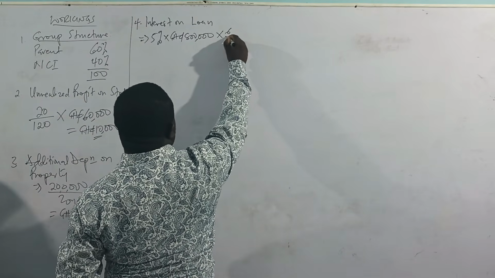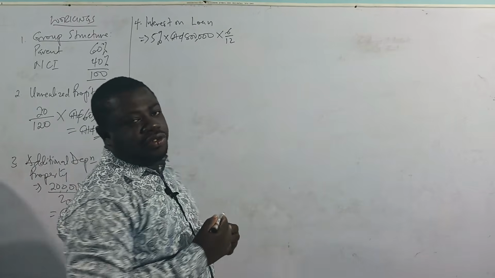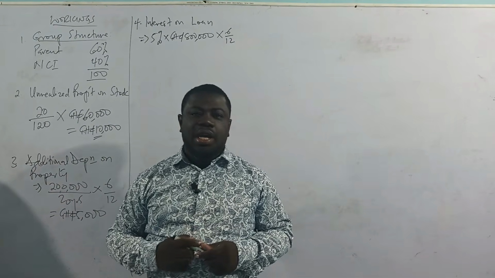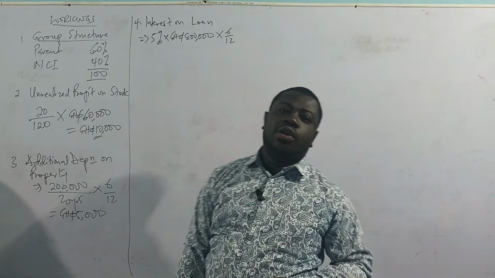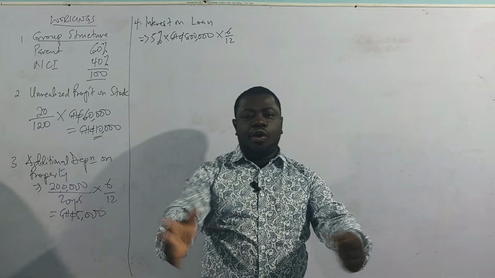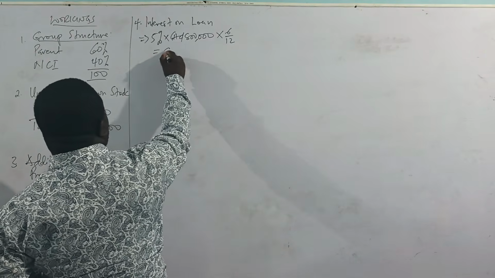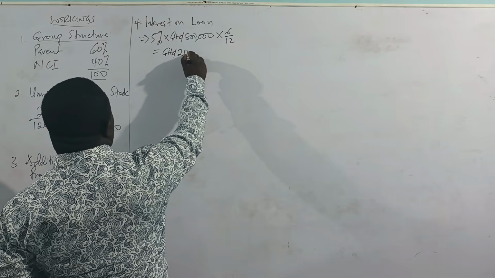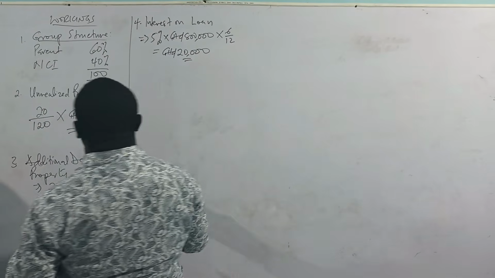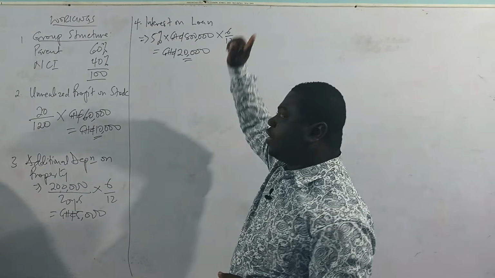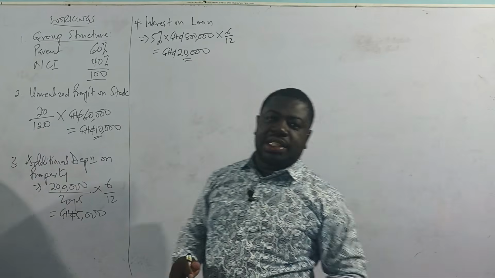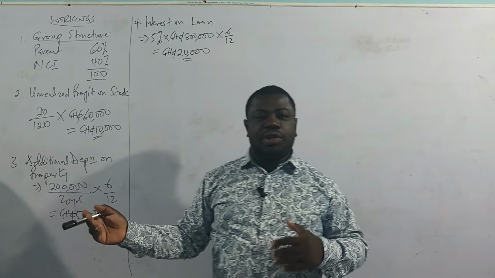Of course, times 6/12 because interest rate is paid per annum, but then the loan was advanced for only 6 months from the date of acquisition. And so finally, we are going to have 20,000 Ghana cedi as the interest on loan. And so because 3 zeros will be up, I'm going to use 20 for the work that I'm going to do. I'm going to net off 20.